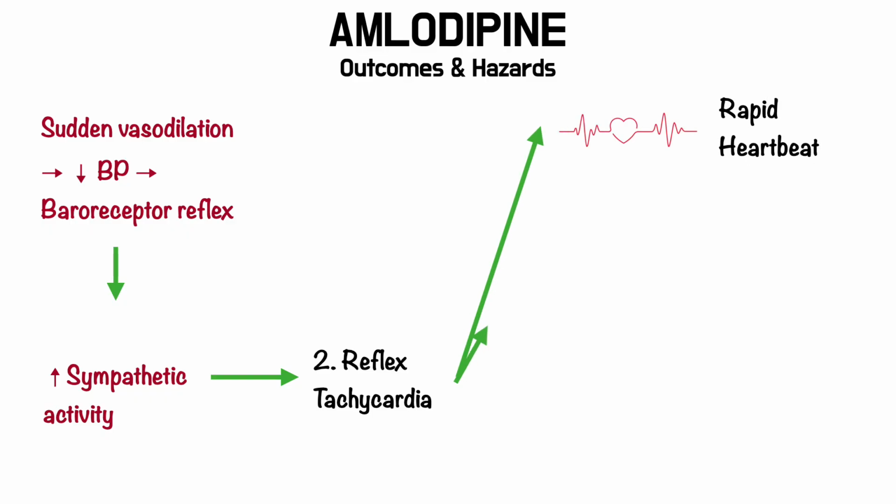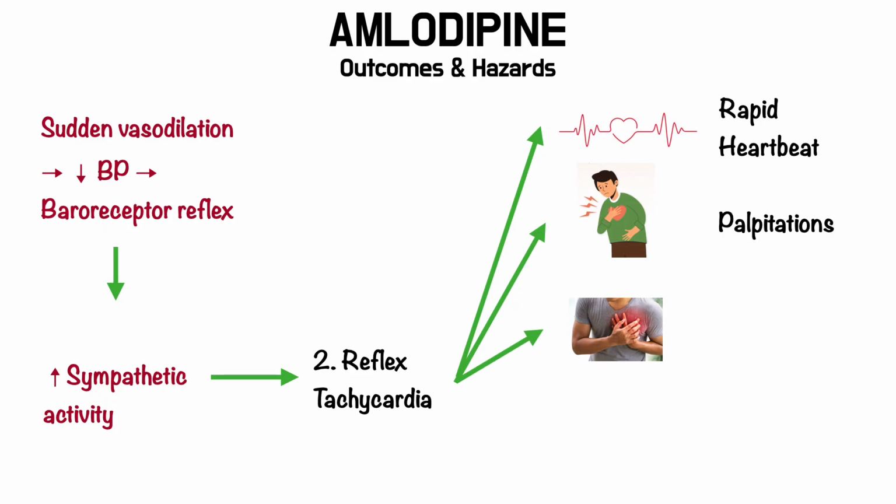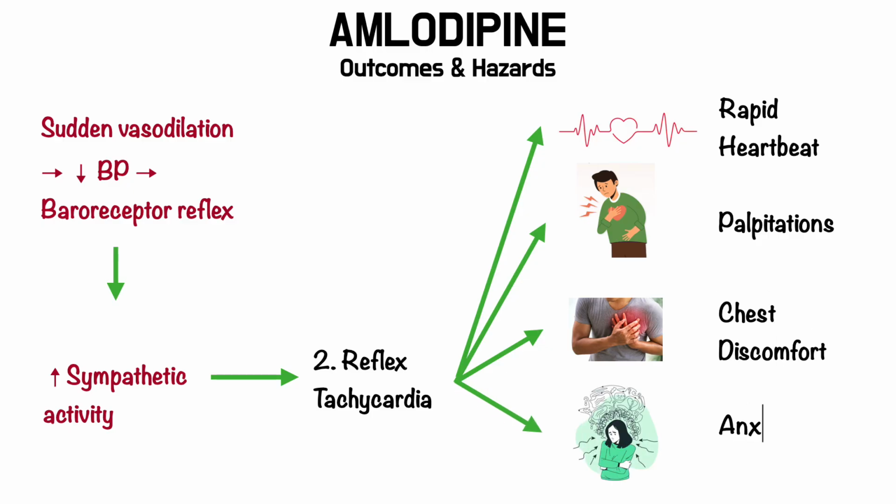The first one is rapid heartbeat, and you can also feel palpitations, that is you become aware of your own heartbeat, right? And you can also experience chest pain or chest discomfort and also anxiety, right? So these are the other side effects of amlodipine.